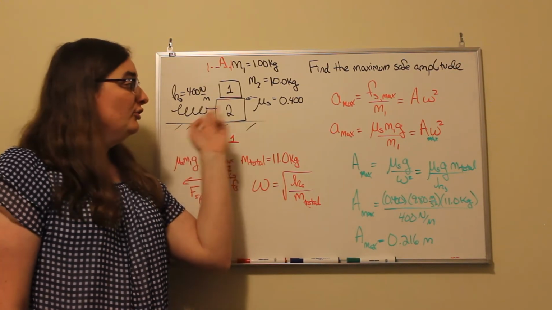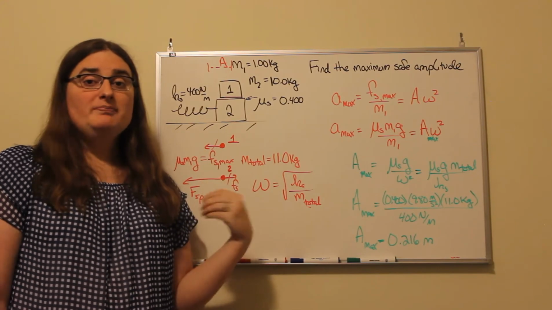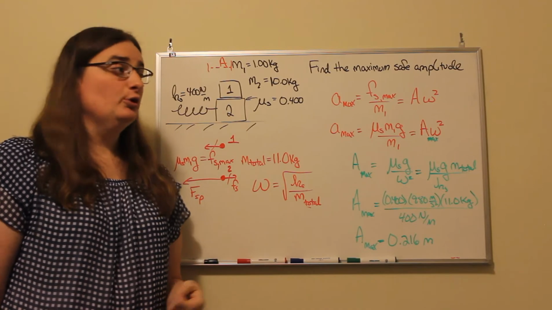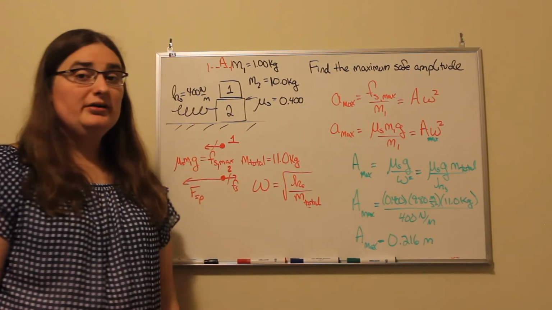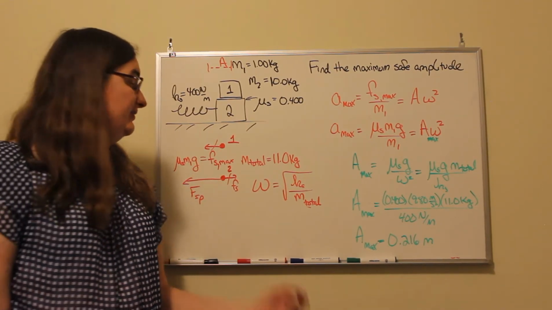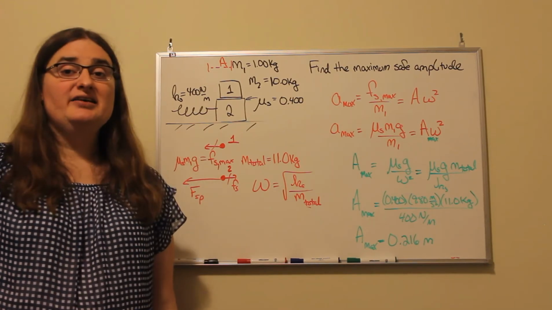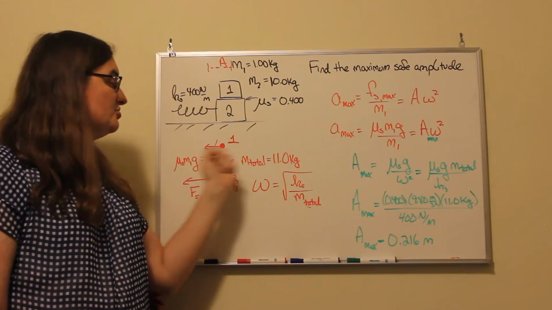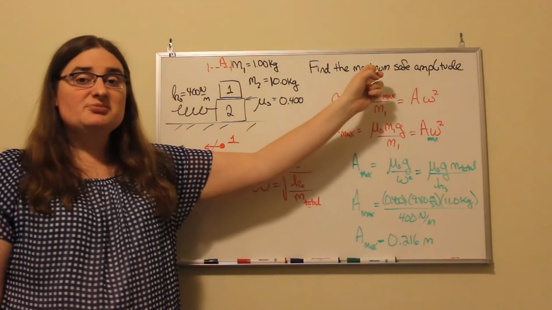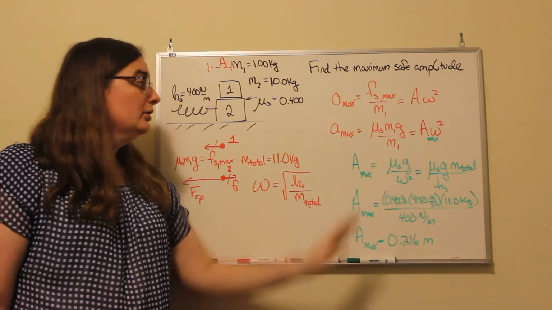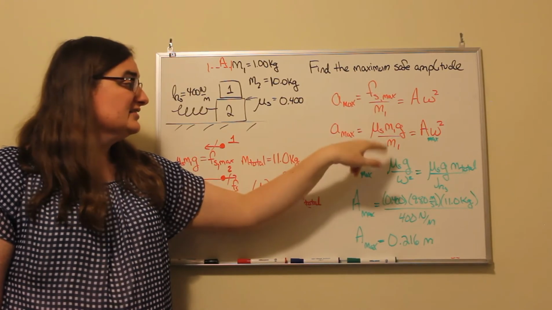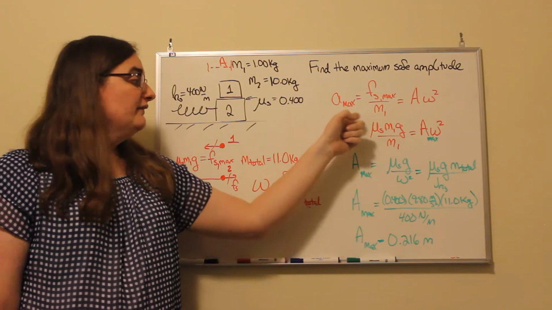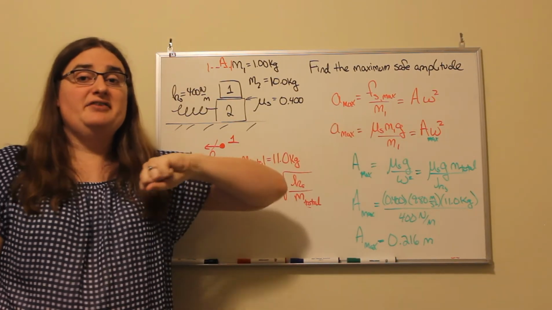Now, for an oscillating system, our maximum acceleration happens when we get our maximum force. So if I look at mass 1, the maximum force I get is the maximum force of static friction, mu naught times mass 1 times gravity. So the maximum acceleration is my maximum force divided by mass 1. Mass 1 cancels out, as I said. So we'd be left with a maximum acceleration of the coefficient of static friction times gravity.